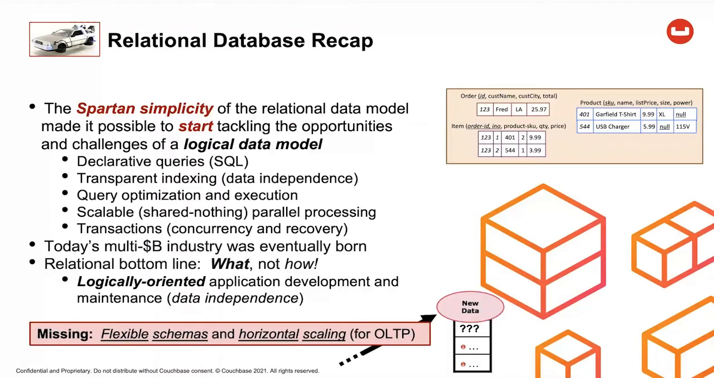But there's some stuff missing, right? So flexible schemas and horizontal scaling are two things that are really important in today's world, and we'll talk more about that. And dealing with the new data, right, on that timeline that we had before. What about that?